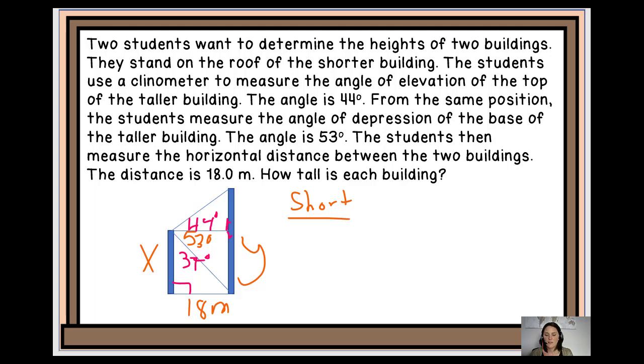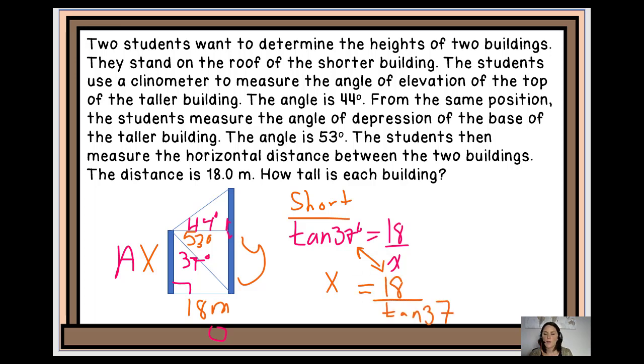So now I have an adjacent and an opposite. If our 37 is our perspective angle, then tan 37 equals 18 over x. Okay, let's go ahead and solve for x. So we're going to swap tan 37 and x and plug that into our calculator. So 18 divided by tan 37 degrees. Go ahead and plug that in.